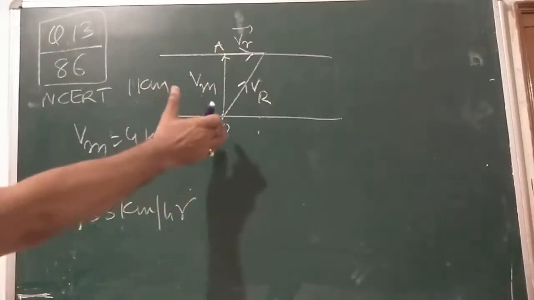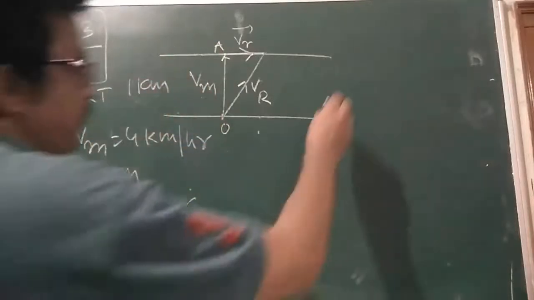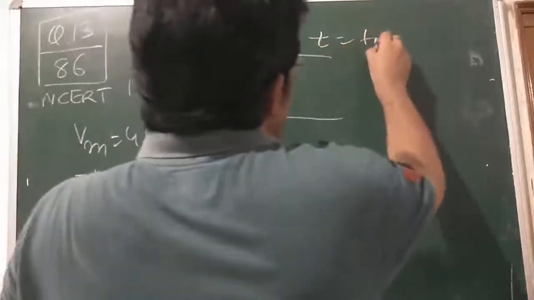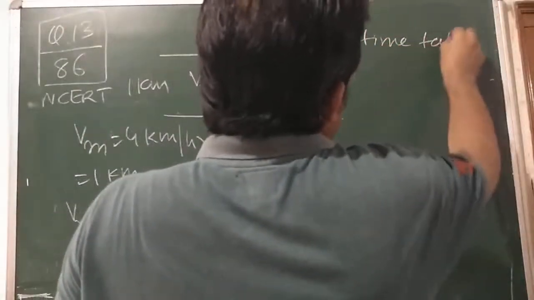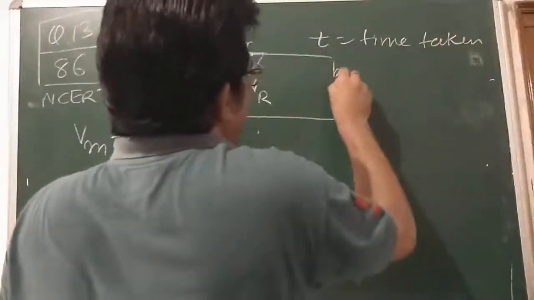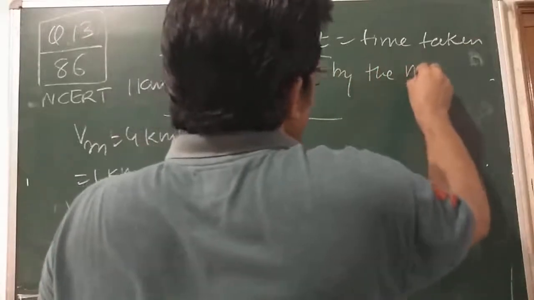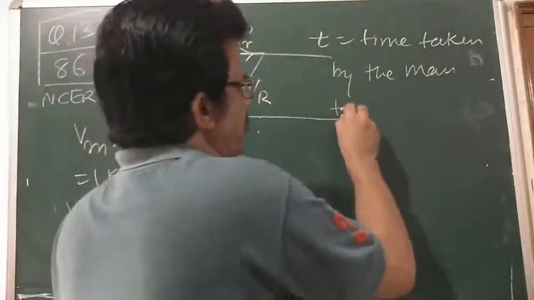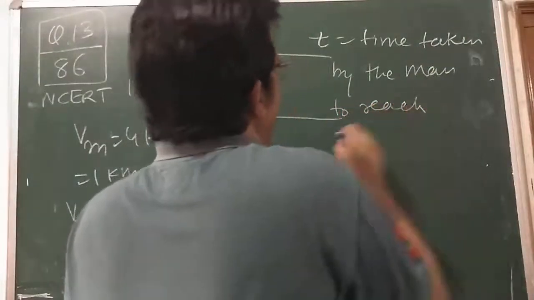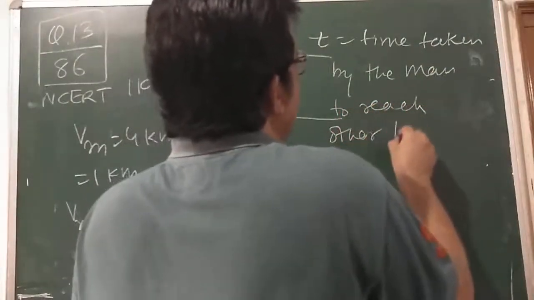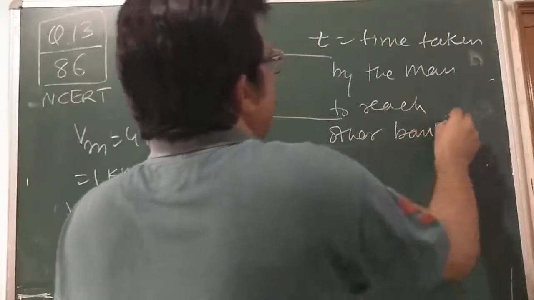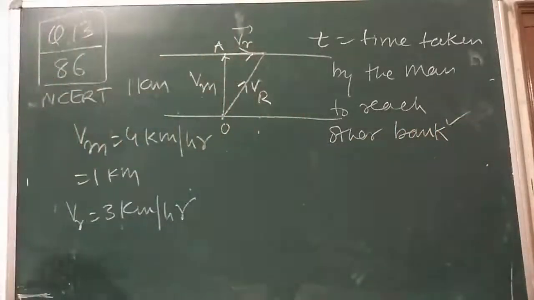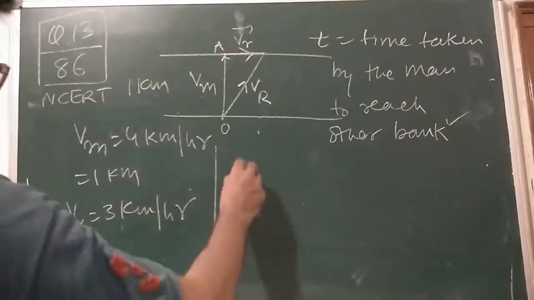T is the time taken by the man to reach the other bank. Is it clear? So this is the question here. So you can find out what the time is.